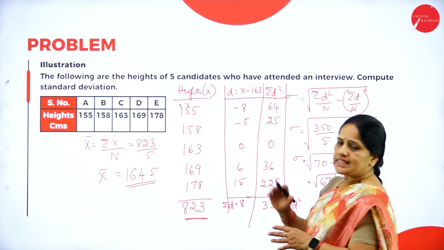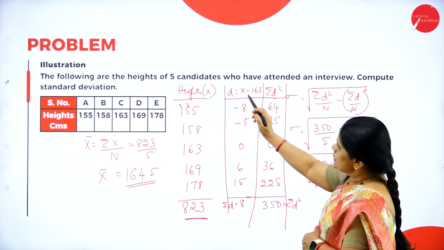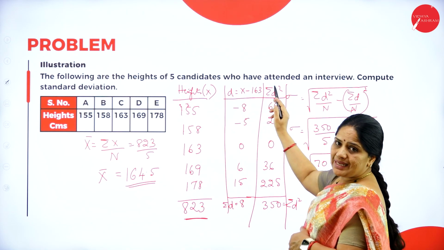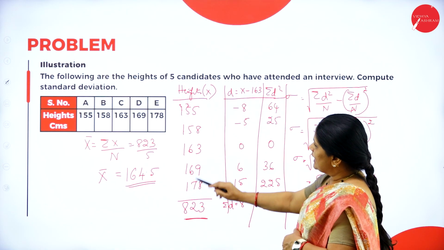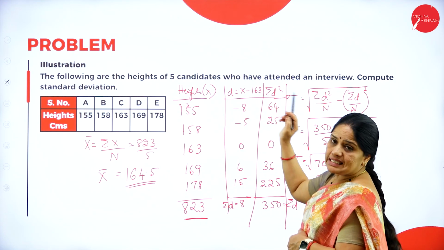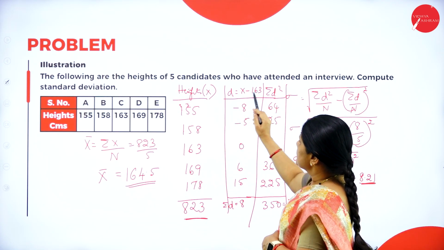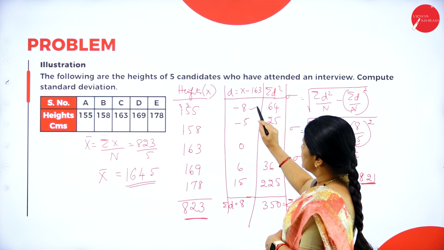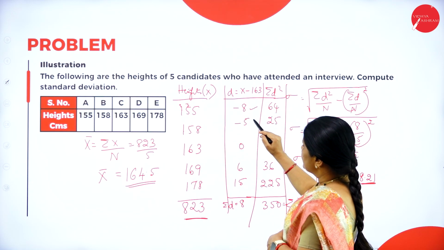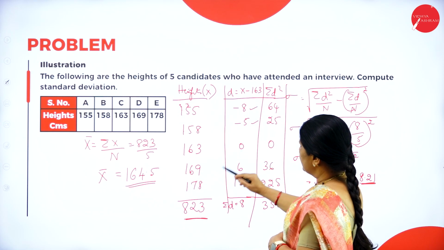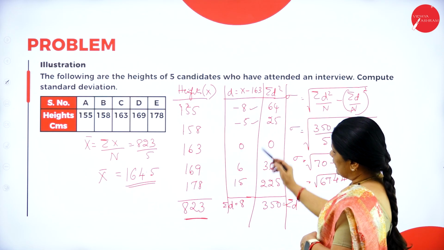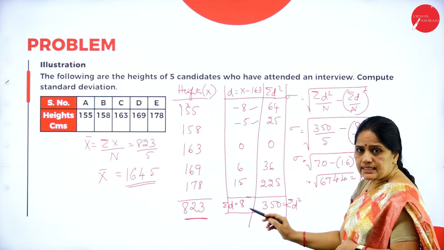So now we can see the calculations here. So D equals x minus 163. So x values minus 163. So 163 is the assumed mean. So 155 minus 163 is minus 8. 158 minus 163 is minus 5. 0, 6 and 15. Now I get the sigma D as 8.